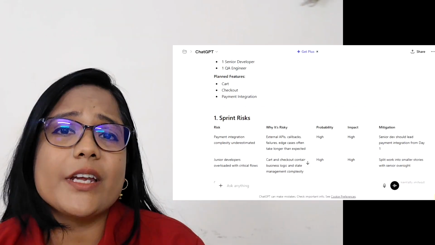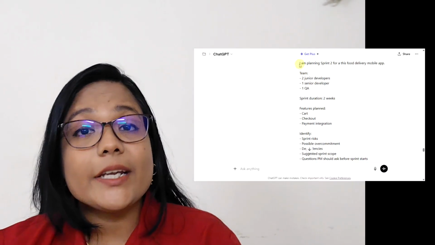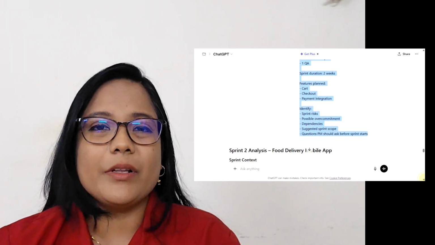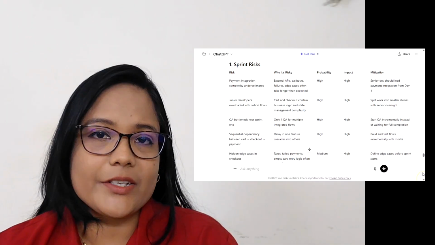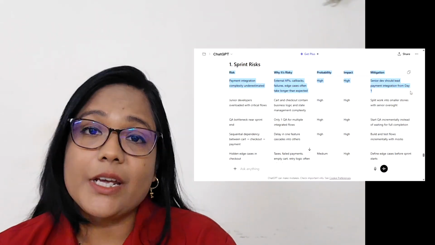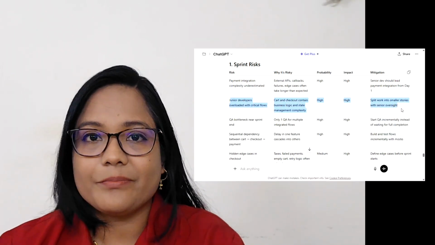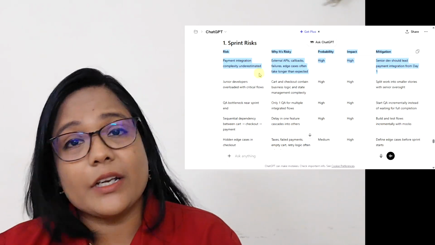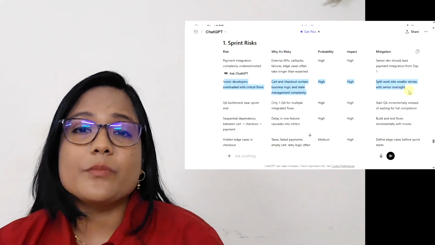Notice what AI is doing here. It's not just creating the tasks. As given in the prompt, it is identifying dependency risk. For example, AI is highlighting over here that the payment integration has an external dependency risk, so it must be assigned to a senior developer as a mitigation plan. Or that the junior is overloaded with a critical flow, so split that work into smaller stories.